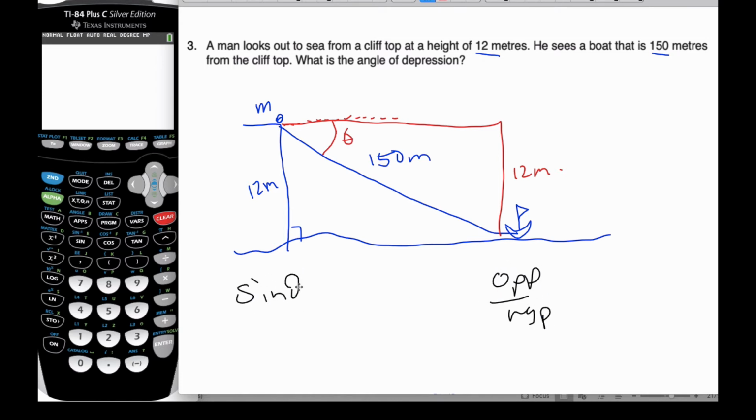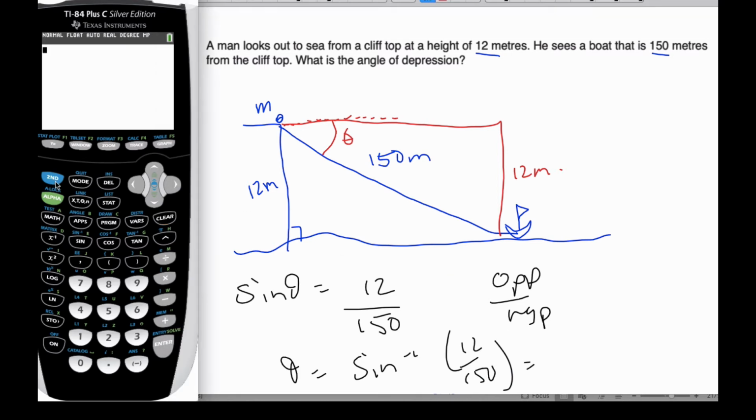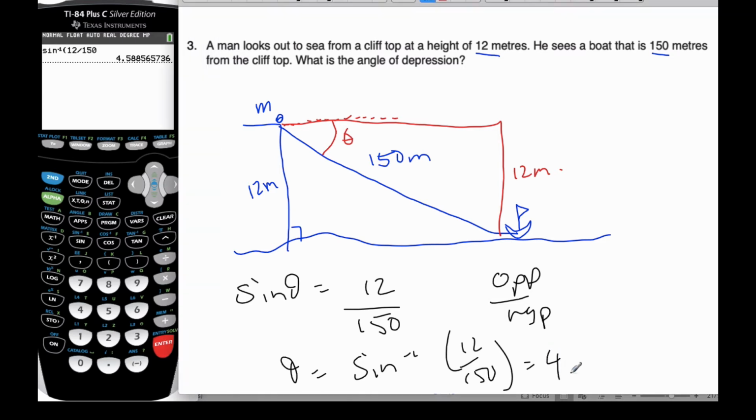So the sine of theta is equal to 12 over the hypotenuse of 150. Theta will be the inverse sine of 12 over 150, which on my calculator I go second sine, 12 divided by 150. My angle of depression is 4.59 degrees, from the horizontal down. You often have to place your own horizontal onto your diagram to find it.